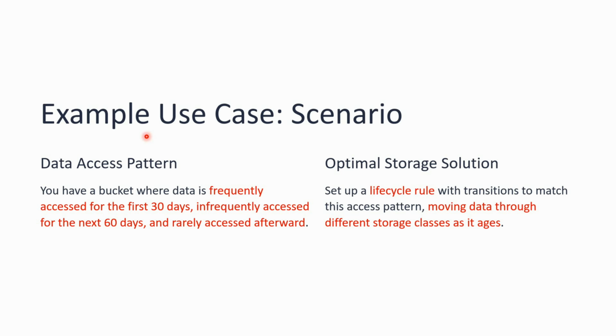Now we will see an example use case where a lifecycle rule can be used. First we will see the scenario, the data access pattern. You have a bucket where data is frequently accessed for the first 30 days, infrequently accessed for the next 60 days, and rarely accessed afterward. For this scenario, the optimal storage solution is to set up a lifecycle rule with transitions to match this access pattern, moving data through different storage classes as data ages.